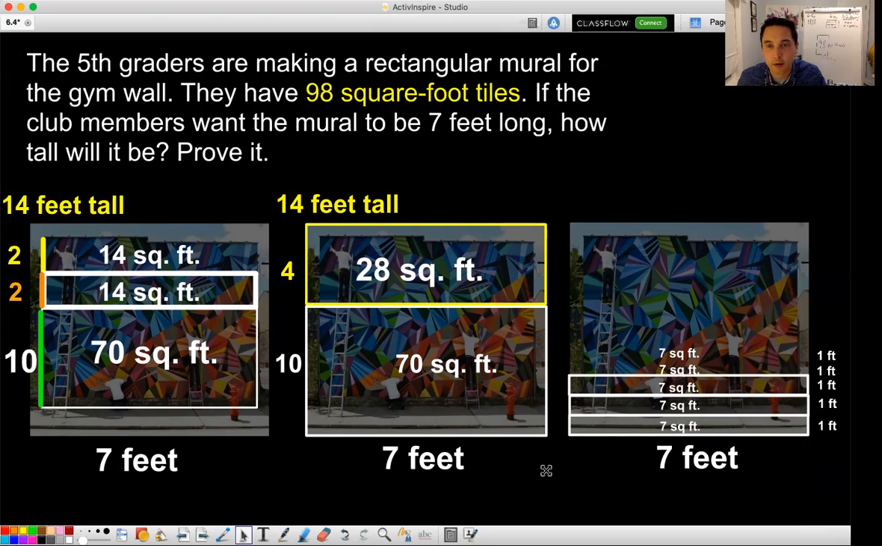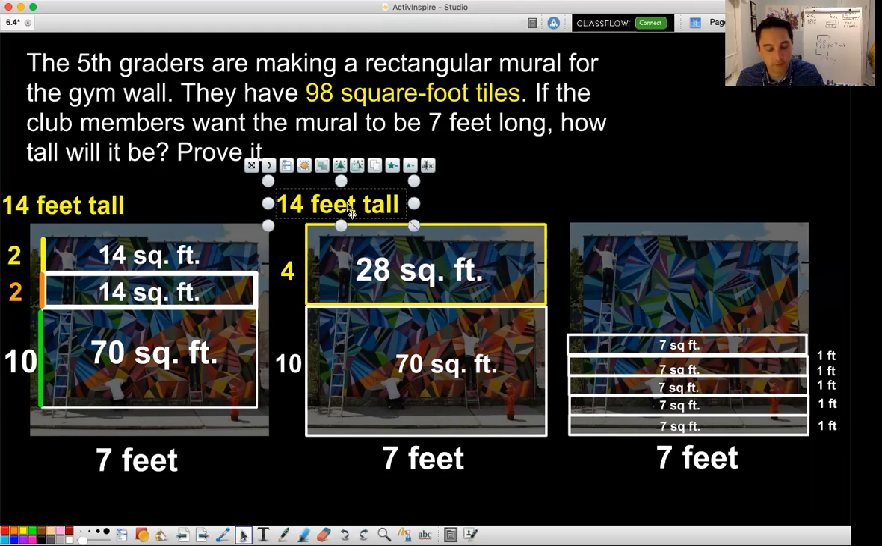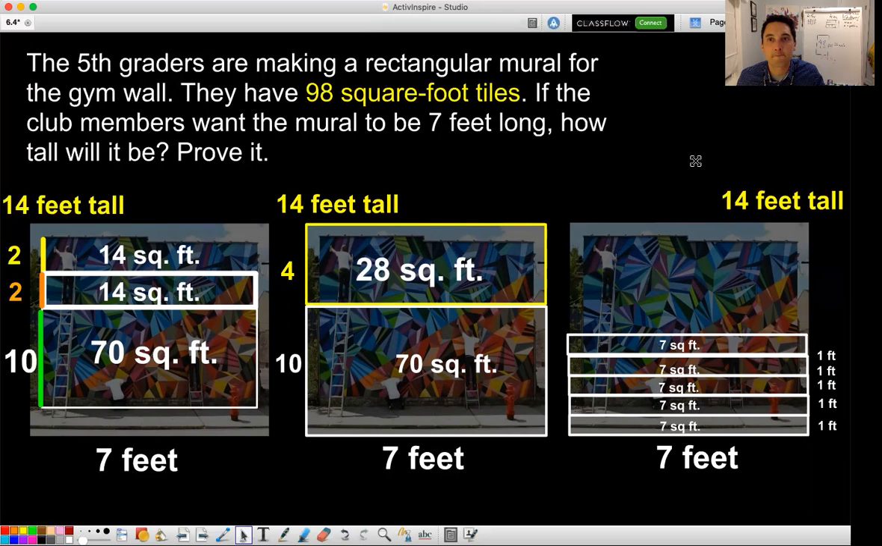Here's my 21, 28, 35, and I could keep going until I get up to 98. So spoiler alert, how many times do you think I will have to do 7 to get up to 98? I will have to do it 14 times.